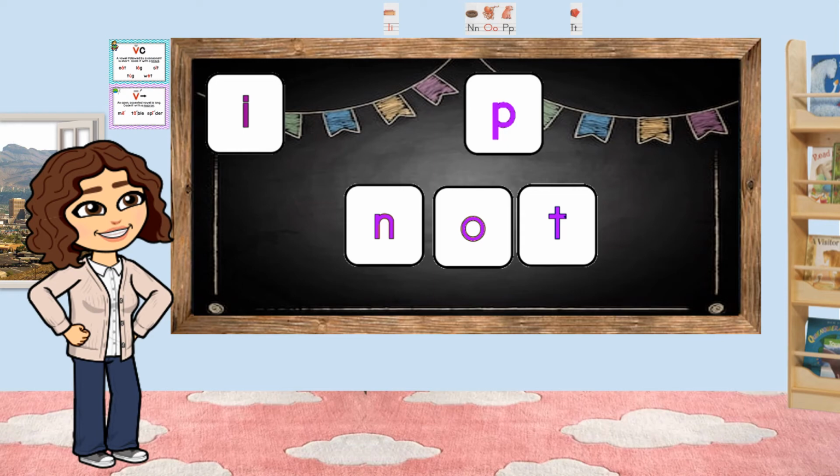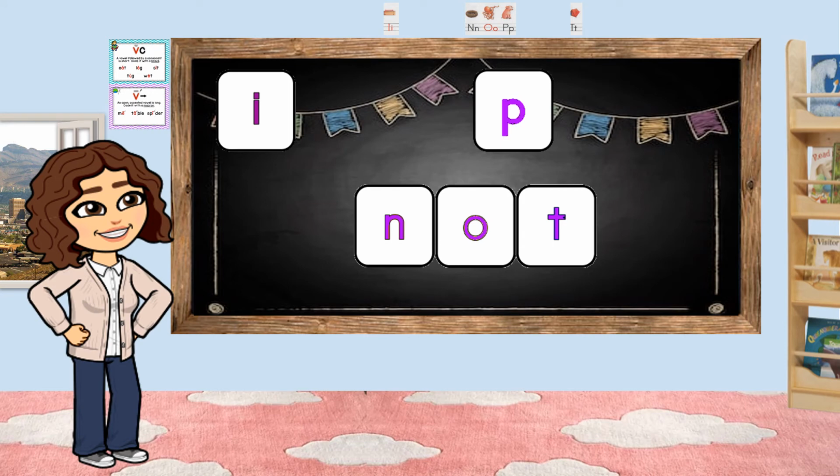This time, I want the letter I and the letter P up at top because all we need is N, O, and T. Make sure your letters look just like my letters. Remember, we have a vowel followed by a consonant. And so the letter O is going to make its short sound, just like octopus.